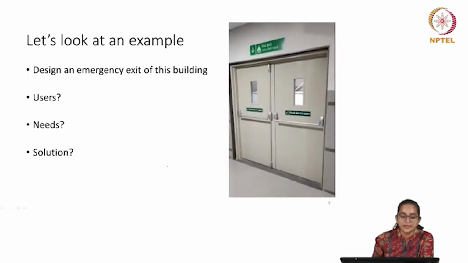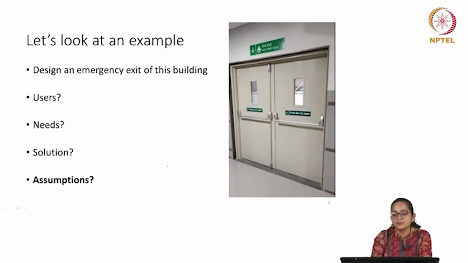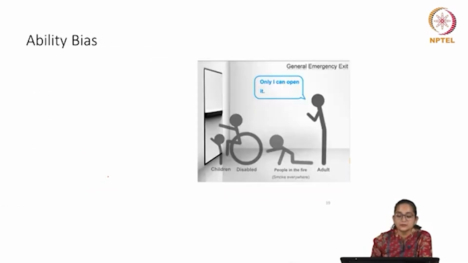So this is one of the examples which we have discussed in one of the previous sessions. I would like to revisit it just so that you maybe give it another think: if I want to design a fire exit, who are the possible users, what are their needs, what is a possible solution, and say if this is the possible solution, what are the assumptions it makes? So have a think about it.